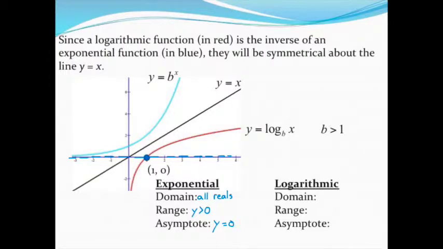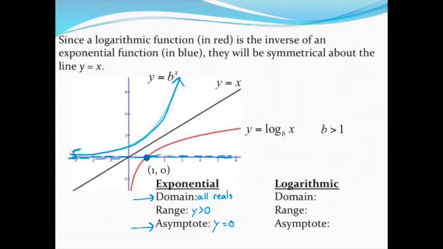To describe the domain, range, and the asymptote of a logarithmic graph, it's helpful to remember what we already know about an exponential graph. And so we can take a look at some things we've learned before. This is our exponential growth curve. We've described the domain as all reals. Our range was y is greater than 0, anything above the x-axis. And then our asymptote was that horizontal line at y equals 0.